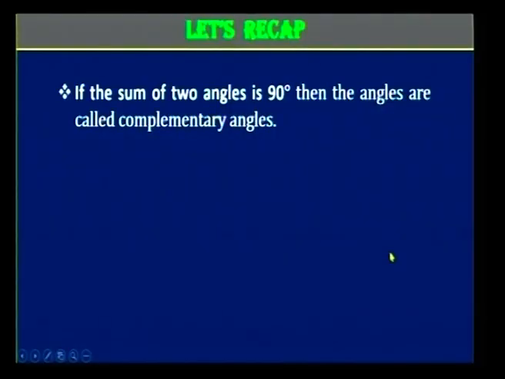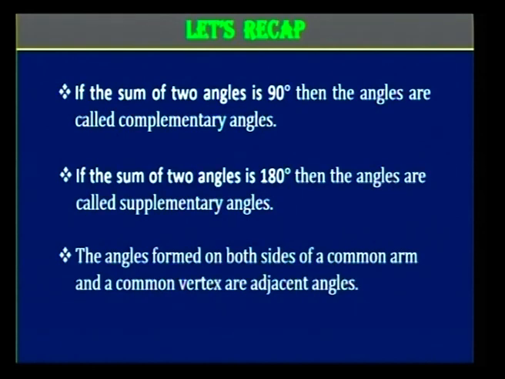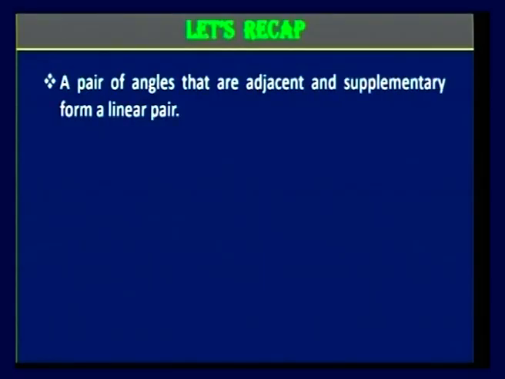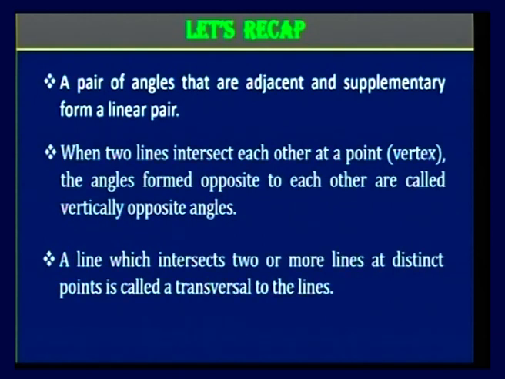If the sum of two angles is 90 degrees, then the angles are called complementary angles. If the sum of two angles is 180 degrees, then the angles are called supplementary angles. The angles formed on both sides of a common arm and a common vertex are adjacent angles. A pair of angles that are adjacent and supplementary form a linear pair. When two lines intersect each other at a point, the angles formed opposite to each other are called vertically opposite angles. A line which intersects two or more lines at distinct points is called a transversal to the lines.